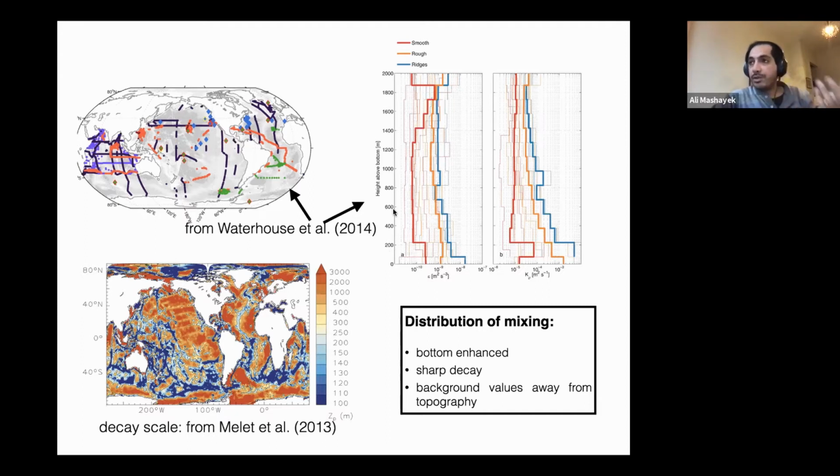And note that this is in coordinate of height above the bottom, because at least my interest in this problem comes from understanding deeper branch of circulation. And so I'm more concerned with turbulence that's generated at the bottom. So height above the bottom is the right coordinate to look at.